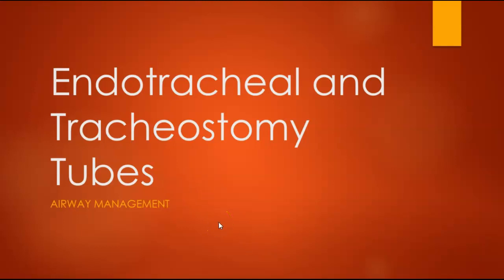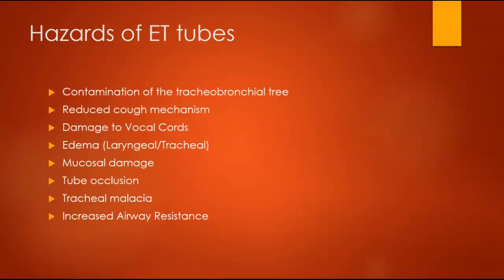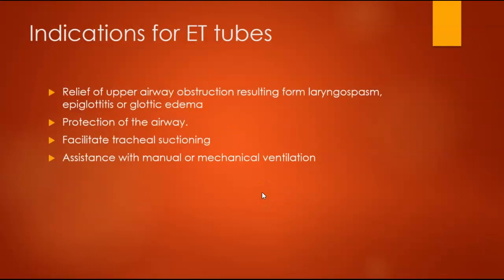Okay. Whew, I'm going to keep pushing through. I know this is a long lecture, but I want to get into endotracheal and tracheostomy tubes. So indications for ET tube, this is a relief of the upper airway. Obstructions resulting in laryngospasm, glottitis, or glottic edema. Those are all indications for endotracheal intubation.